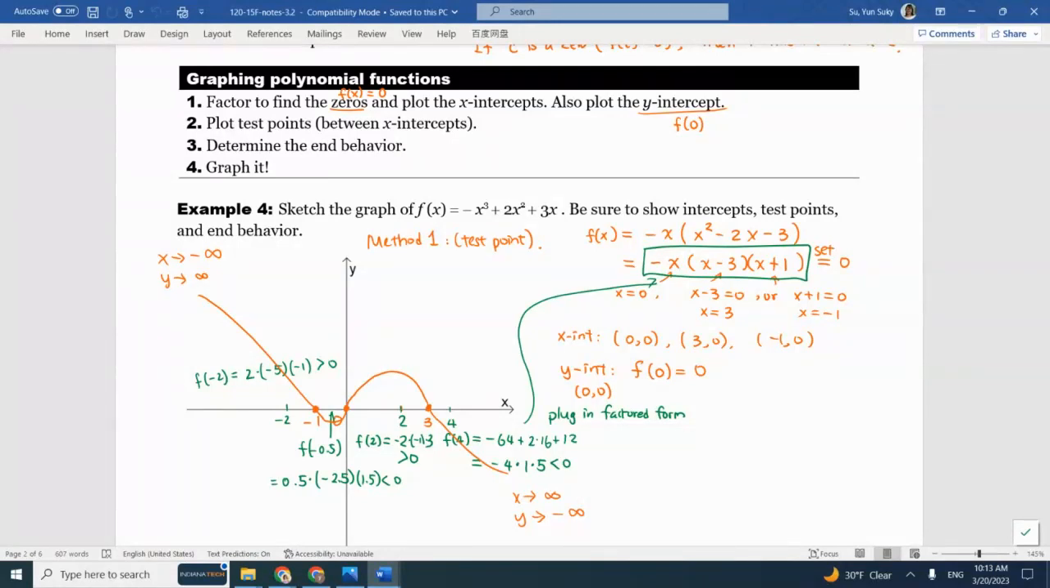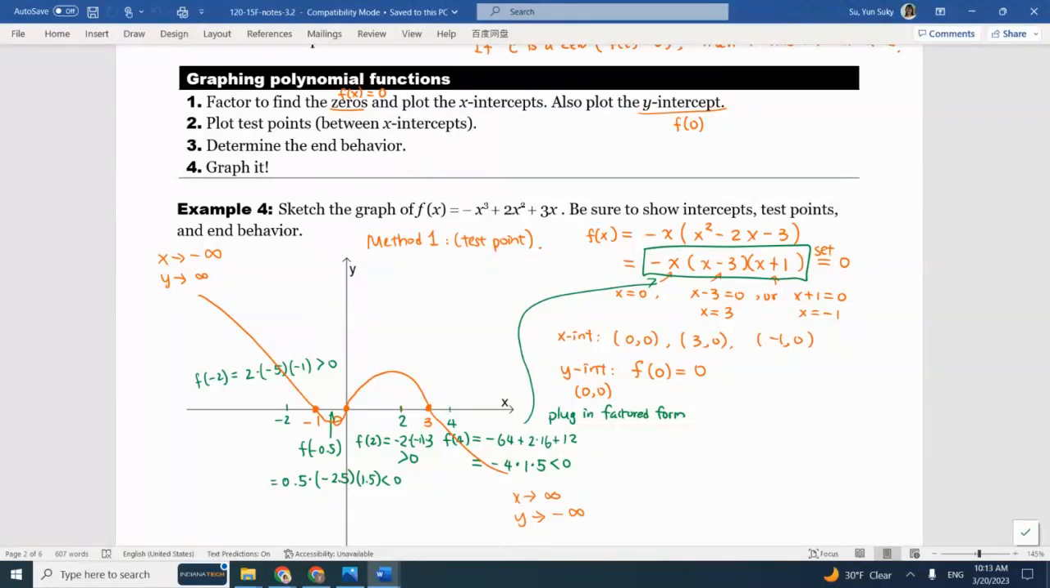The test point method: you look at the real number line, it's separated by those 3 intercepts. So we have 4 pieces. On each piece, you pick a test point and then plug into the factor form and see whether it's positive or negative. If it's positive, then the graph lies above the x-axis. If f is negative, then the graph lies below the x-axis. This is method 1.